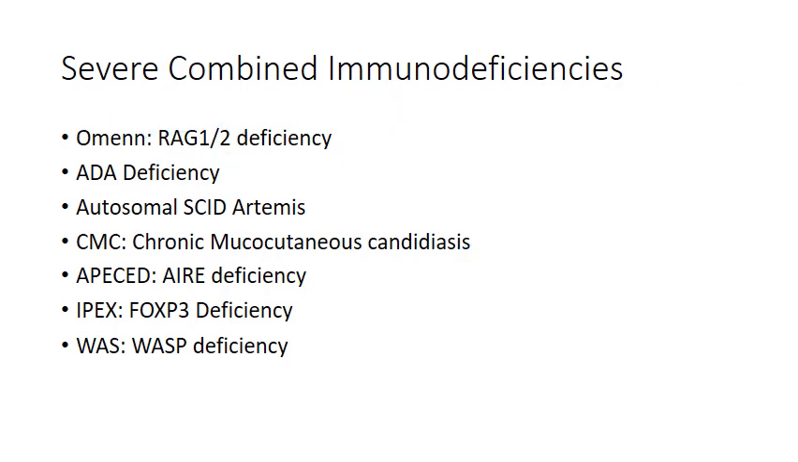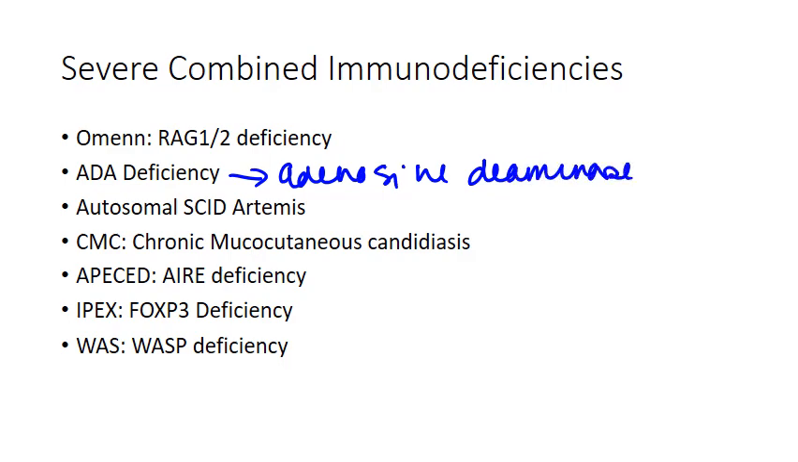ADA deficiency. This basically is an adenosine deaminase deficiency. What does that mean? Well, you biochem majors can probably figure this one out. Basically, this deficiency is due to a lack of the enzyme ADA. It basically results in an accumulation of deoxyadenosine, which in turn leads to an accumulation of dATP in cells. dATP basically inhibits ribonucleotide reductase, and it's going to prevent DNA synthesis.